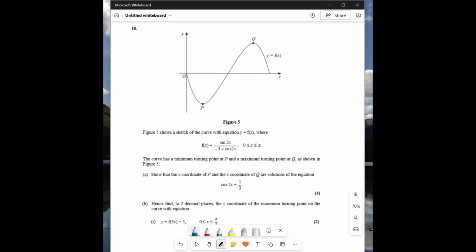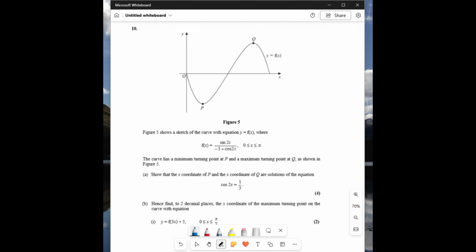Let's have a look at this question here. So we have a curve here, which is y equals f of x, which is equal to sine 2x over minus 3 plus cos 2x, between the interval of 0 and pi. So we have a minimum point at P, which you can see on the diagram, and a maximum at Q. And it says show the x-coordinate of P and the x-coordinate of Q are solutions of that equation there.